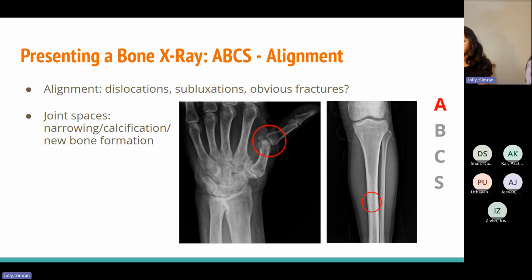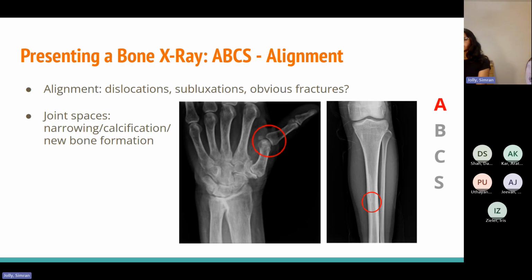So the mnemonic we use for this is ABCS. A, which we're starting off with, is alignment: dislocations, subluxations, which are partial dislocations, and any obvious fractures. You basically just want to look at whether the two parts of the bone or the joint form a smooth line when they're put together.